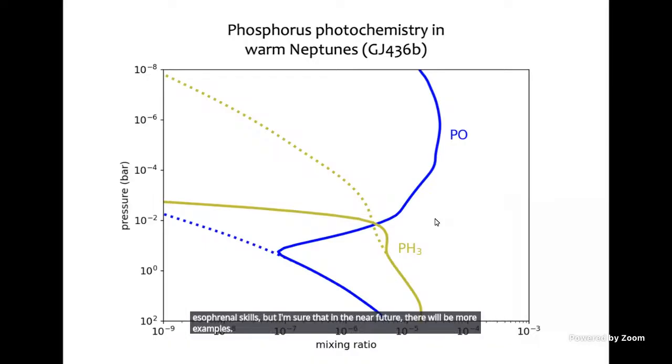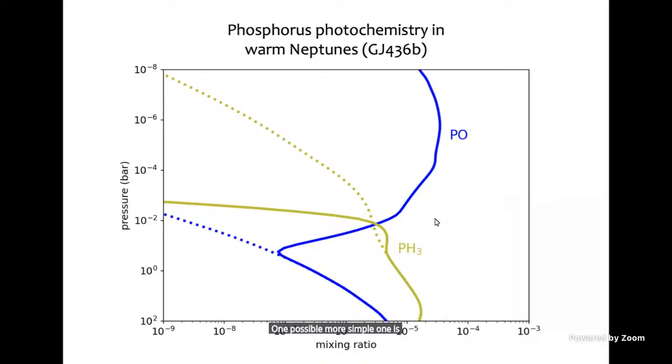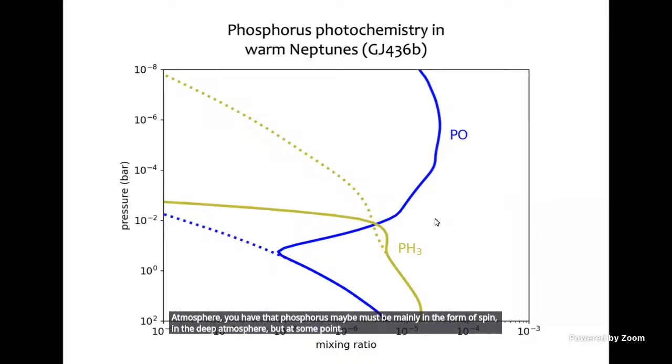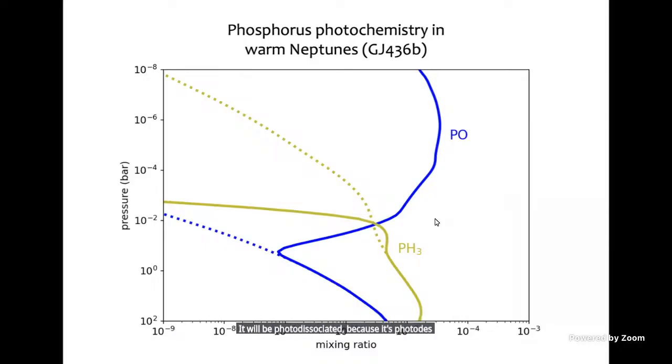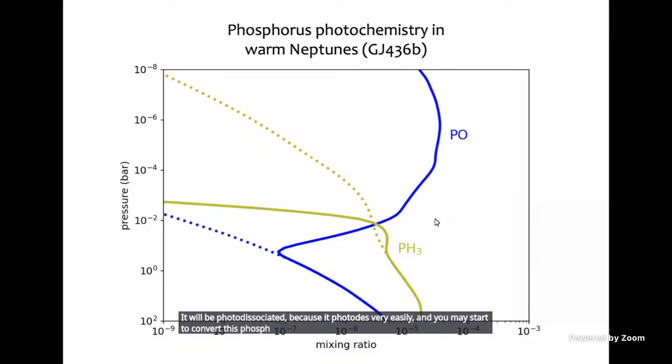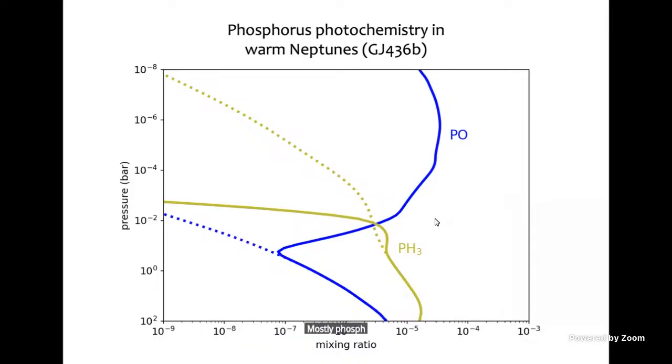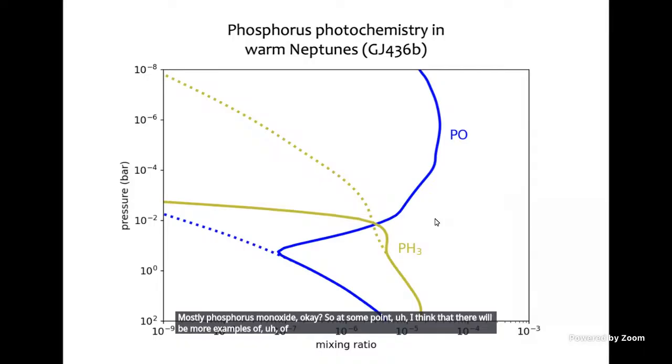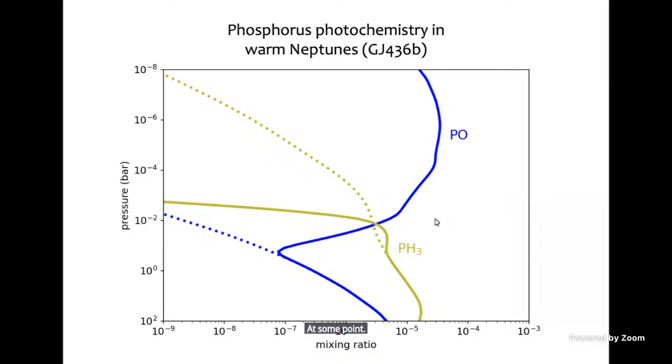but I'm sure that in the near future there will be more examples. One possible example concerns phosphorus. If you go for a warm atmosphere, phosphorus must be mainly in the form of phosphine in the deep atmosphere, but at some point it will be photodissociated because it photodissociates very easily, and you may start to convert this phosphorus and produce mostly phosphorus monoxide, okay? So at some point, I think there will be more examples of species that are proofs of this photochemistry, and observations must be done to prove that, okay?